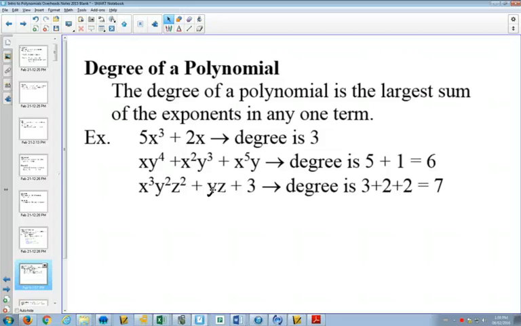So in our first example here, 5x cubed plus 2x. This first term, 5x cubed, has a degree of 3. The second term, 2x, has a degree of 1. So we look for the bigger one of the two, and we would say the degree of the whole thing is 3.